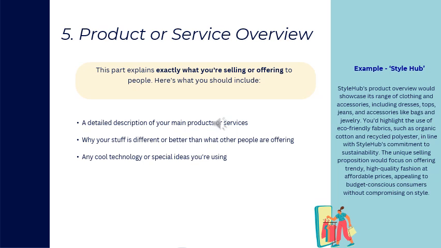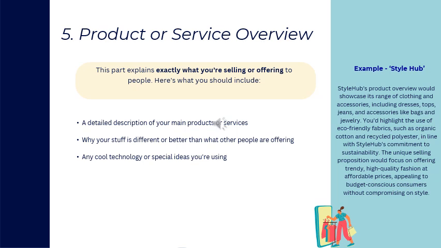Product or service overview, the fifth part. This part explains exactly what you're selling or offering to people. Here is what you should include: a detailed description of your main products or services, why your stuff is different or better than what other people have to offer, any cool technology or special ideas you're using.